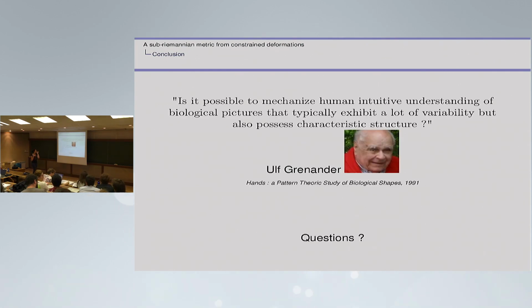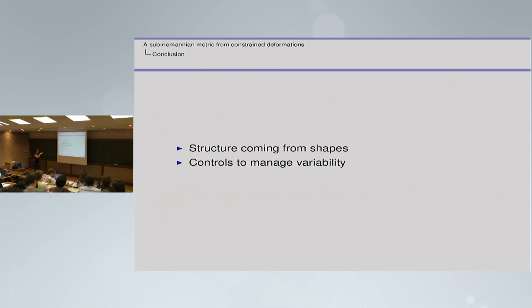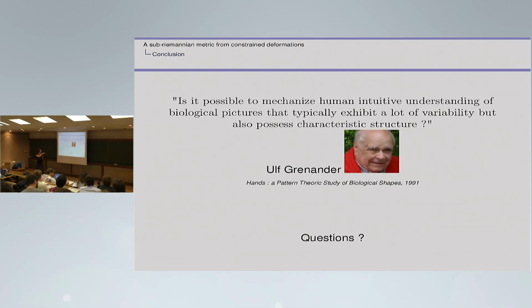And so this was an attempt to go in this direction. Started with Ulf Grenander, who asked: is it possible to mechanize human intuitive understanding of biological pictures that typically exhibit a lot of variability, but also possess characteristic structure? So our goal now is to be able to understand more characteristic structure given more complex data. So in particular, we don't know exactly what the deformation module is, but to build the deformation module adapted to characteristic structure. So I guess I will stop here. And thank you for your attention.